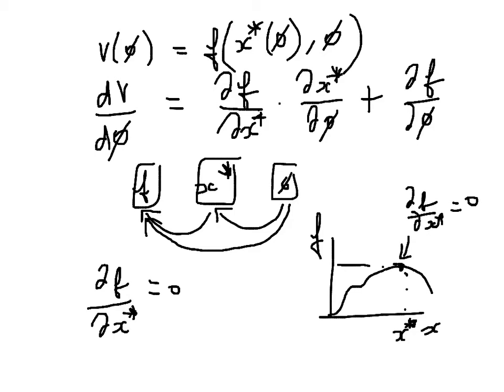So this entire term drops out, and we are left with simply the partial derivative of the objective function with respect to phi. So a change in the optimal value of a function with respect to a parameter of that function can be found by simply differentiating the objective function with respect to that parameter while holding x at its optimal value. And the idea here is that the infinitesimal change in the parameter has no impact on that optimal value and can simply be disregarded.